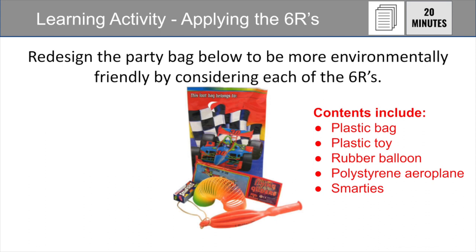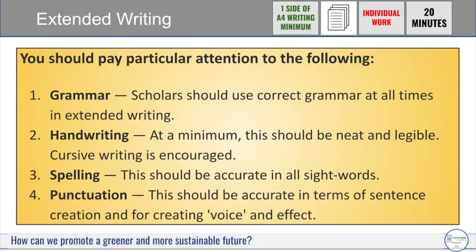Using your knowledge from today's session, as well as the 6 R's of sustainability, you are required to redesign the party bag below to be more environmentally friendly by considering each of the 6 R's. The contents include a plastic bag, plastic toy, a rubber balloon, a polystyrene aeroplane, and a packet of Smarties. It is expected that you complete a detailed analysis of the product, and as such, it will take around 20 minutes to complete. You should clearly justify and explain all answers that you give.